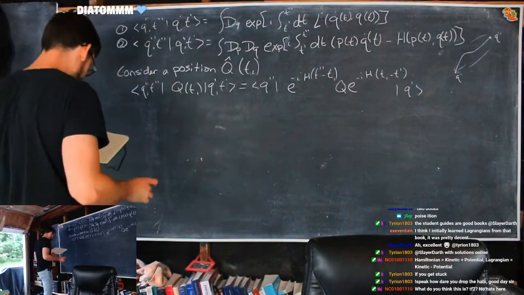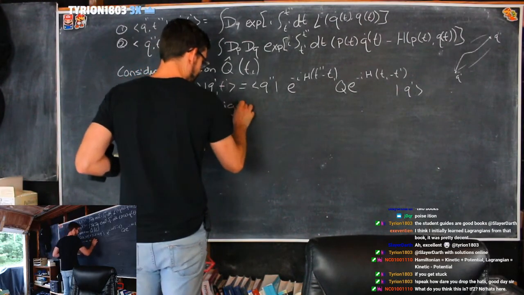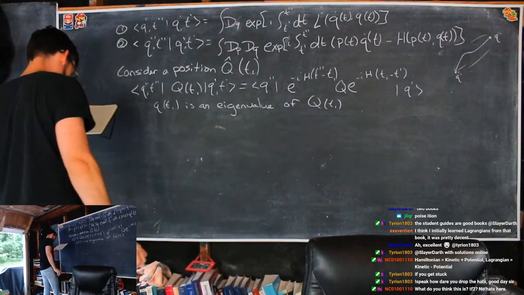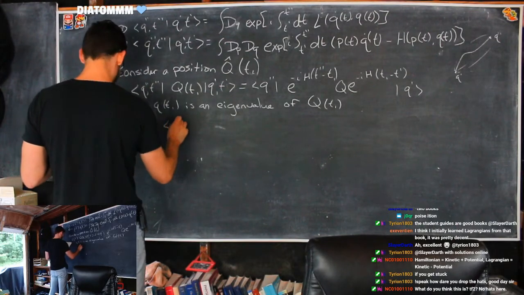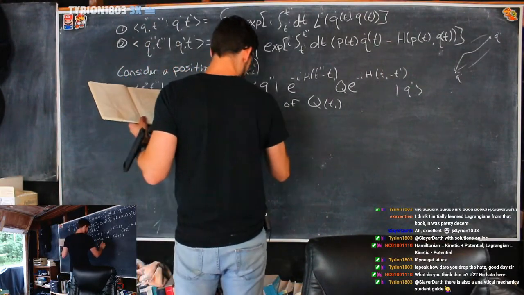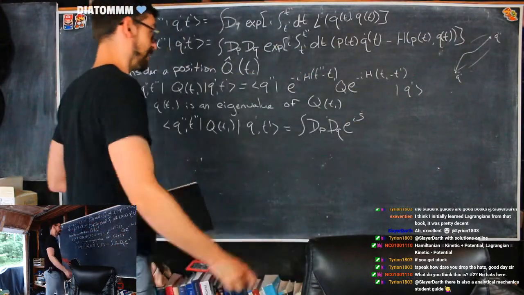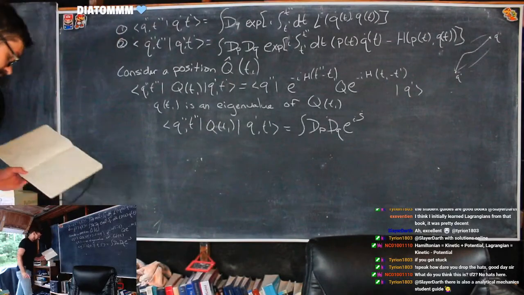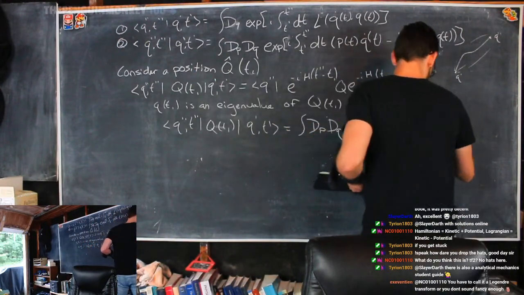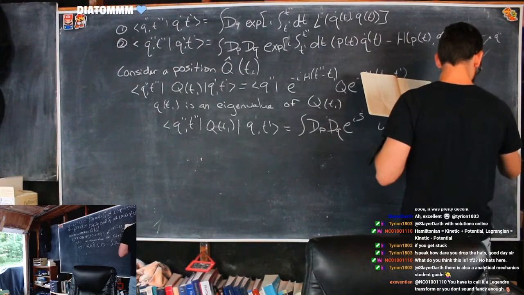Okay, now from here, we can of course say that Q of T1 is an eigenvalue, just like we had last week, of Q. And that means we can get something that looks like this. Q double prime, T double prime, Q of T1, Q prime, T prime is equal to the integral of dp, dq, e to the i, and then the action. Because remember I said this is all just the action, where S is equal to the integral from T prime to T double prime, dt of p q dot minus the Hamiltonian.